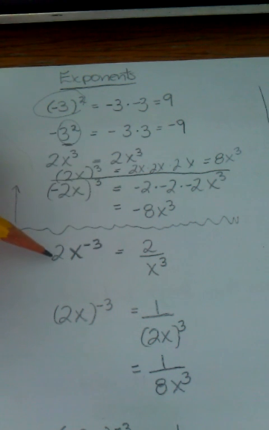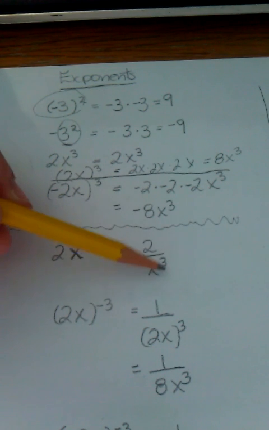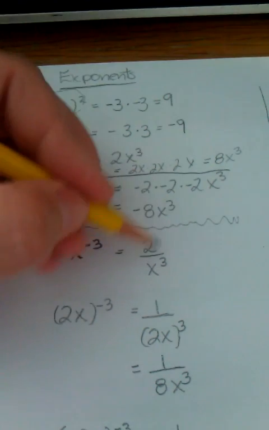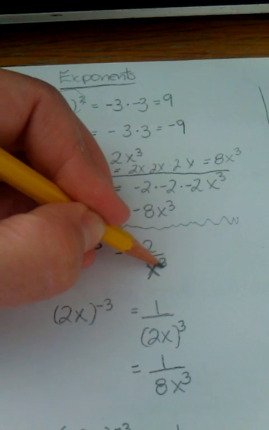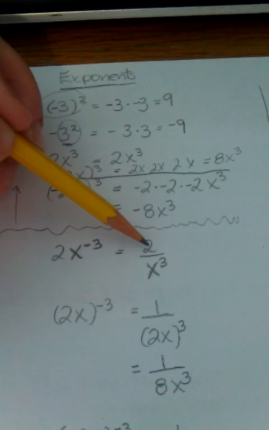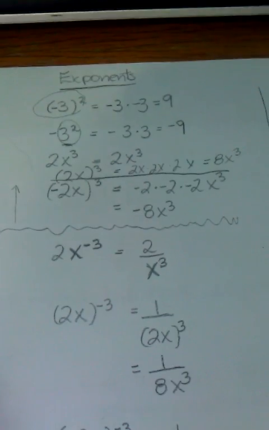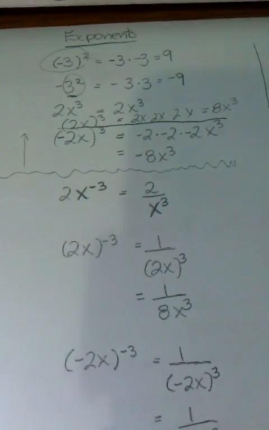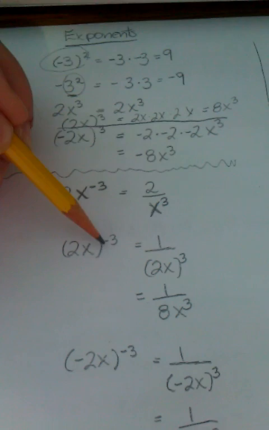So when I am looking at this example, 2x to the negative 3, the 2 is not being raised to the negative 3 power. Only the x is. The x has the negative exponent. So what I do is I flip that x down into the denominator. I keep it to the third power. Because I flipped it, I get rid of the negative sign on the exponent. The 2 stays right where it was. It stays up on top. It does not move.